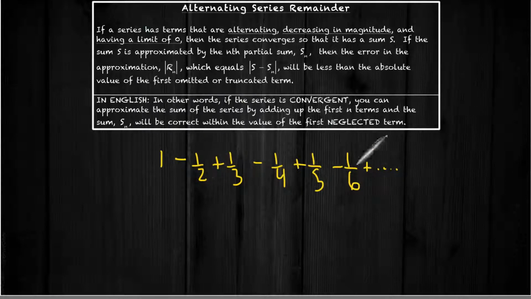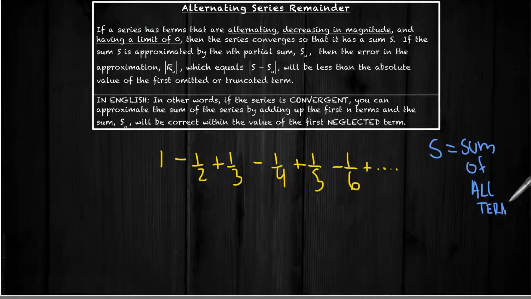Okay? What this is basically saying is that I can approximate, well, first of all, the real sum, S, represents the sum of all terms. That's what S represents. An infinite number of terms. S sub n represents the sum of a certain number, n, of terms. That's why it's called a partial sum.